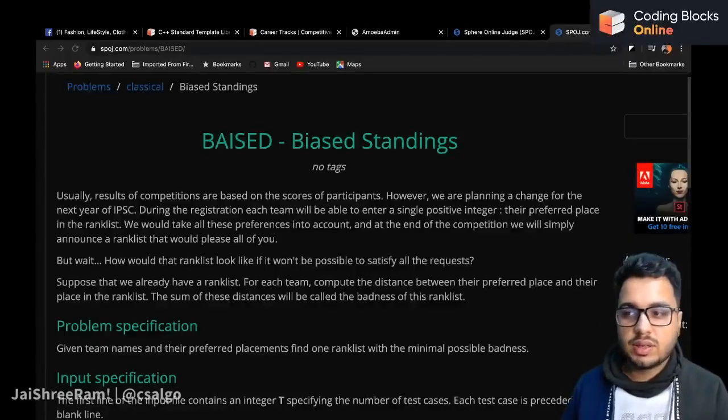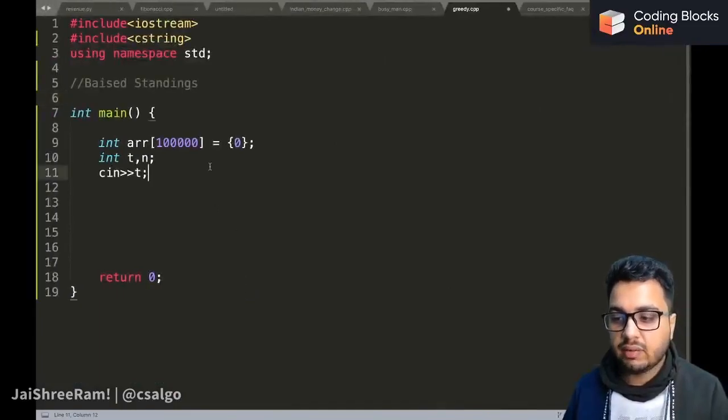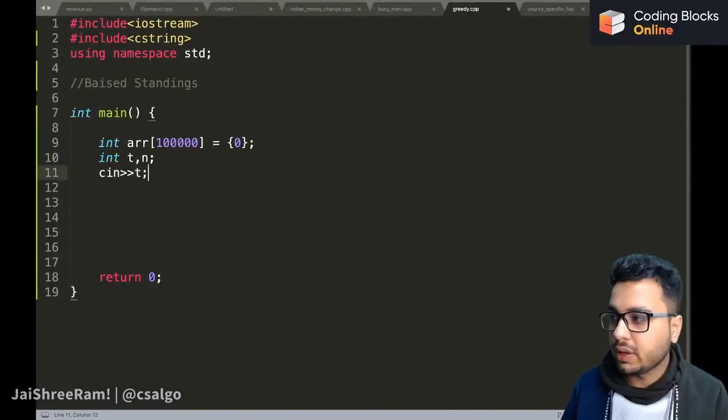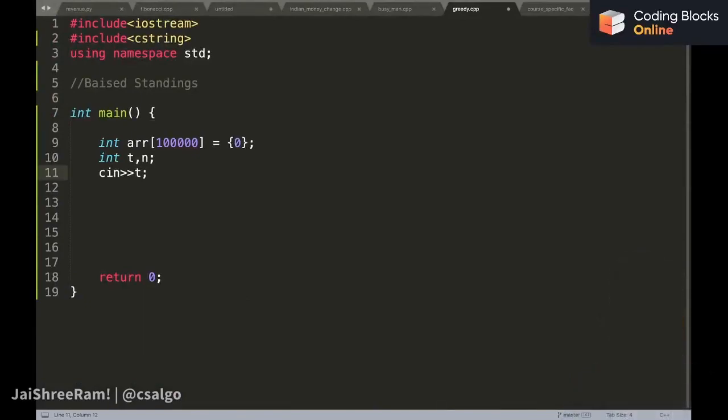Hi everyone, so in this video we will discuss the implementation of biased standings, and we will use the optimized approach that is based upon counting sort. So let's see the implementation. First of all, I need to take input the number of test cases, and for each test case I need to reset this frequency array to 0. So I can use memset array 0 and size of array.